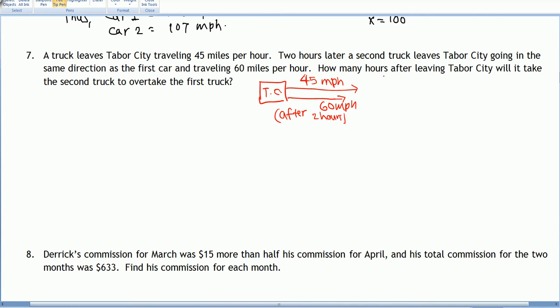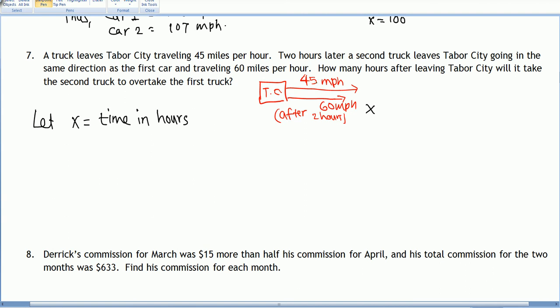How many hours after leaving Tabor City will it take the second truck to overtake the first truck? So how long does it take after the second leaves? Let's say that's x. Let the variable x be the time in hours that is taken by the second truck to overtake the first.